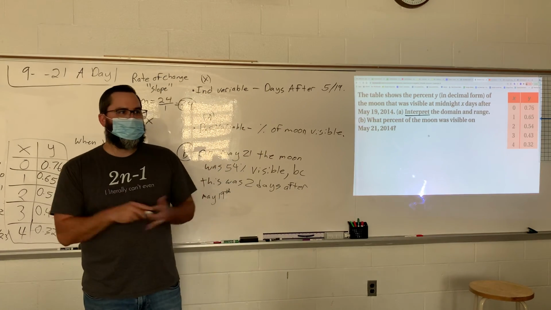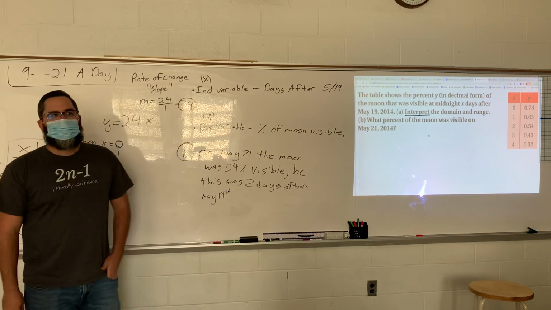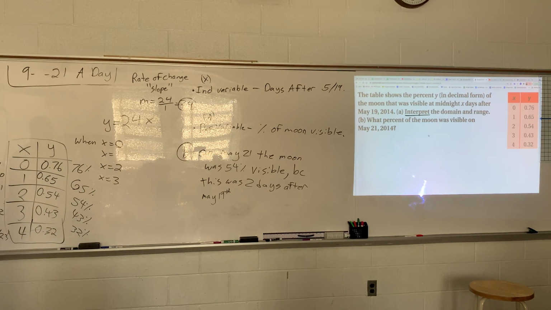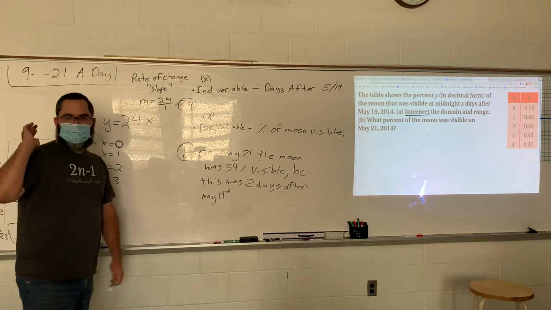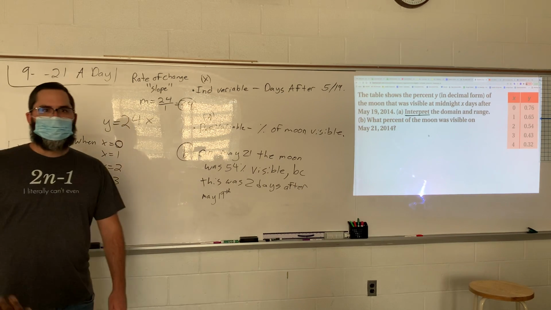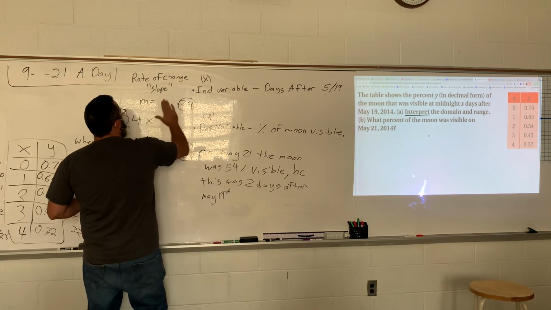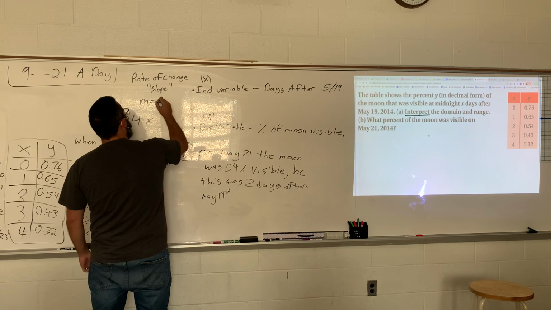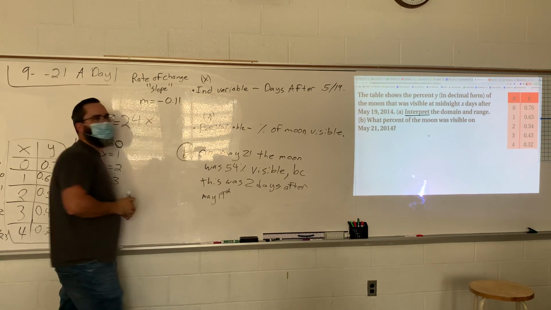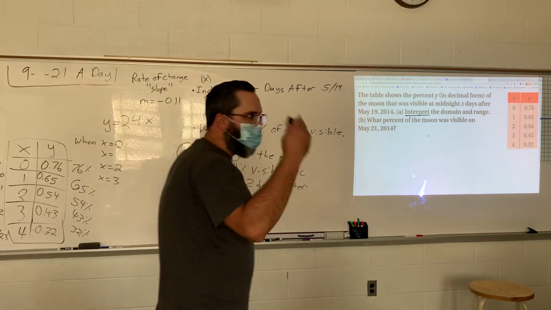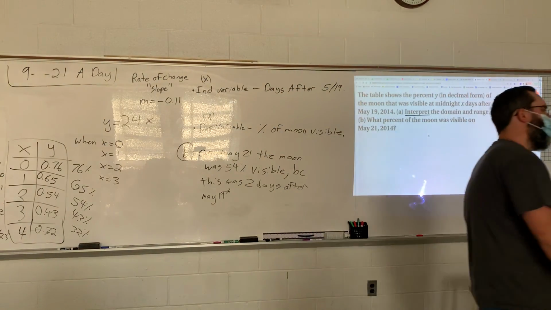Questions? Comments? Could you say that the rate of change is going down? Sure, you could. It's not asking us for that, but good. The rate of change is actually negative 0.11. Whenever our rate of change is decreasing, our slope's actually negative. Again, don't worry about the slope. We're just adding on to it.